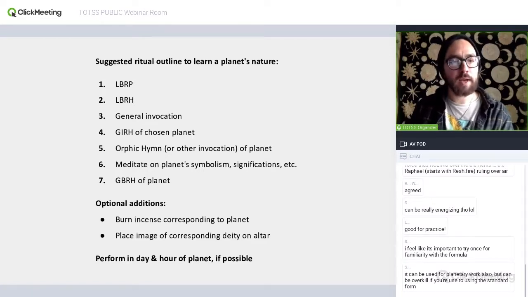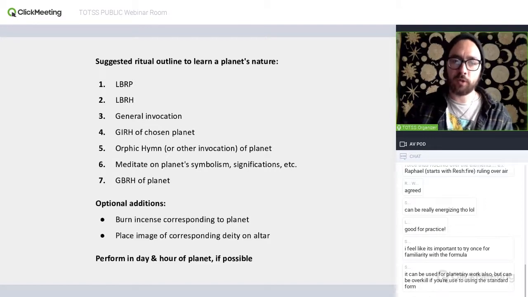All right, and then the fourth step, you'll do the greater invoking ritual, the hexagram of your chosen planet, as we just learned. Then I'm suggesting that you use either the Orphic hymn or another invocation of the planet. I find that it's very effective. I get a lot more out of using both the hexagram ritual and the Orphic hymn or another invocation. So I do suggest it. And I definitely suggest doing the hexagram ritual first.